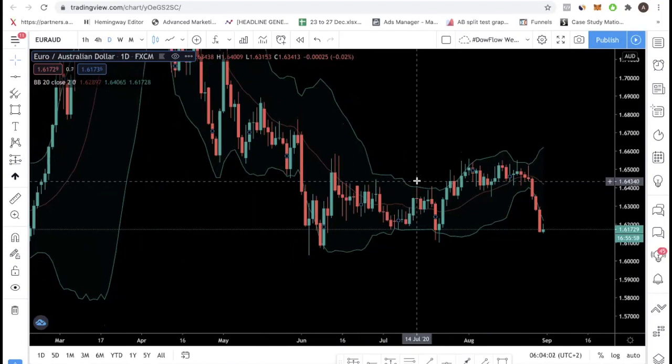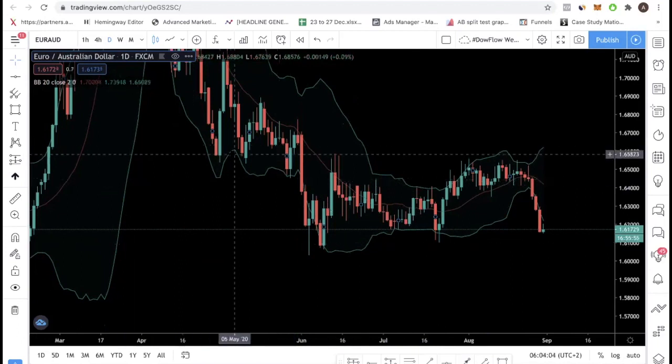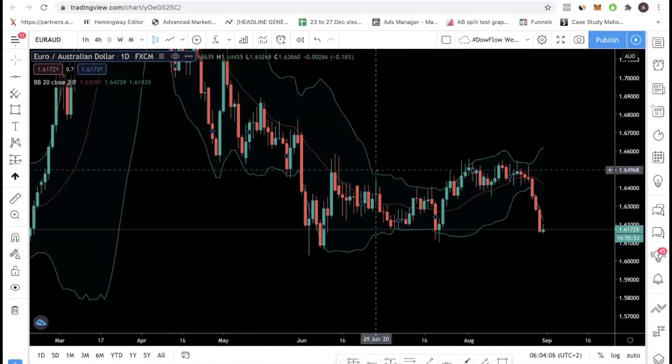Please be very wary of this. I'm not saying that every time price comes to the bottom of the band or at the upper band, you buy or you sell. I'm just saying that these are your dynamic support and resistance levels that you want to pay attention to.